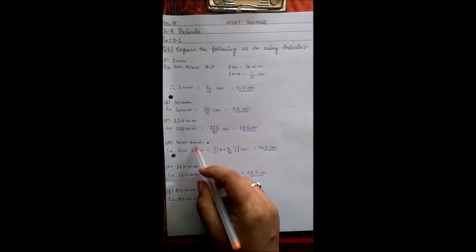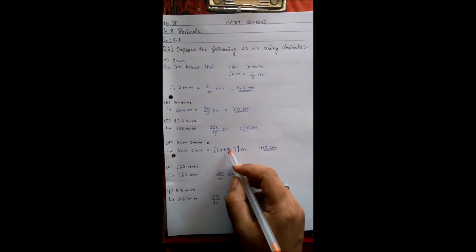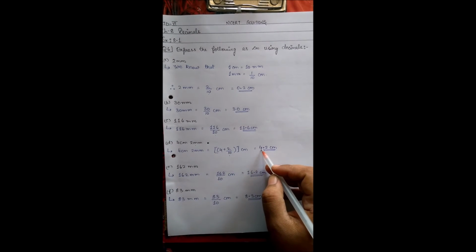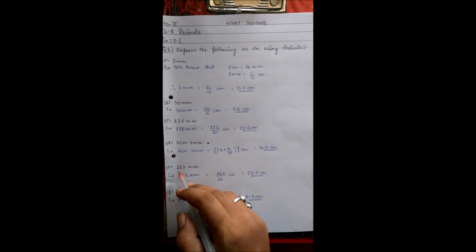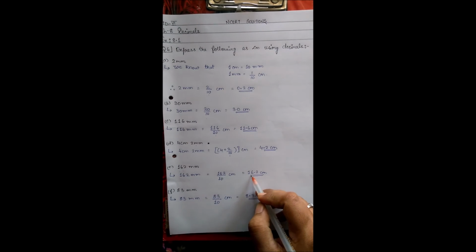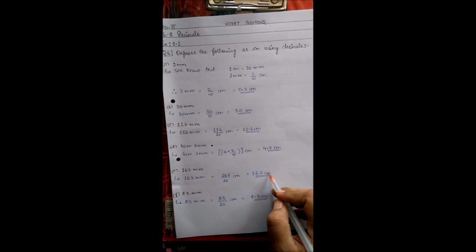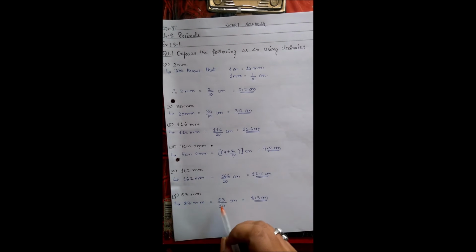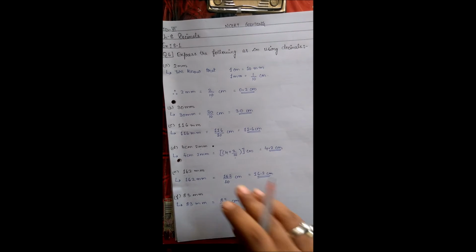4 centimeter and 2 mm, that is 4 plus 2 upon 10, 4.2 centimeter. 162 mm, that is 162 upon 10, that is 16.2 centimeter. 83 mm can be written as 83 upon 10, that is 8.3 centimeter.